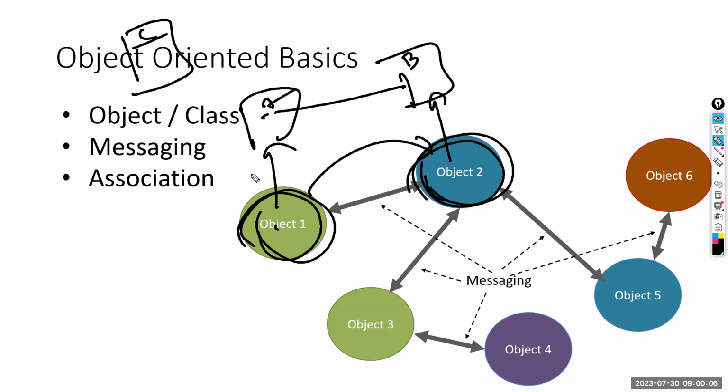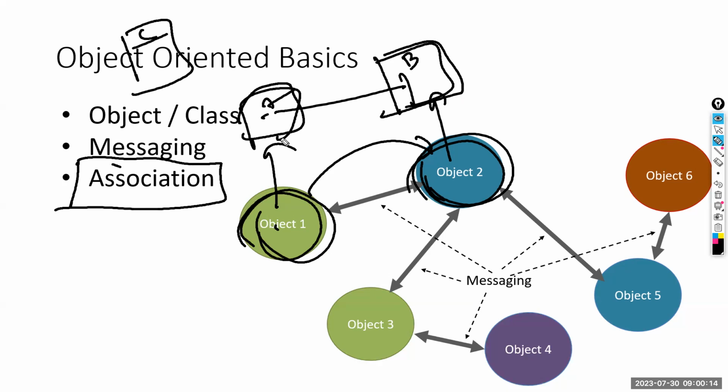Right. So therefore, what is association? Association means if a class A is associated with class B, then only objects of class A and class B can pass messages. If there's no association between classes, there can't be any message passing between objects of those classes. So that is what is meant by association. Now we are done with the basics.